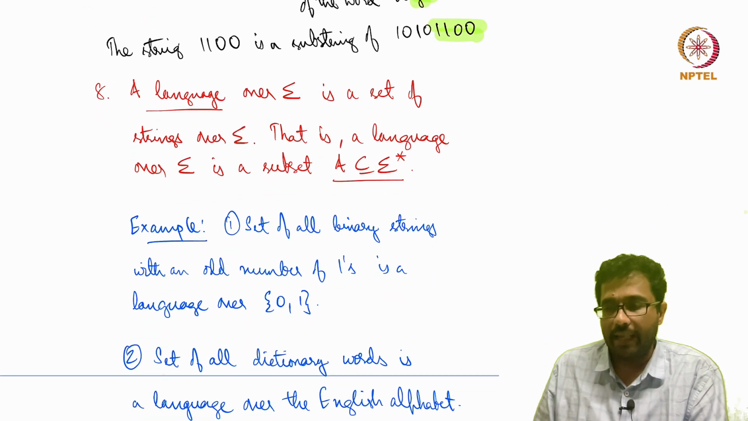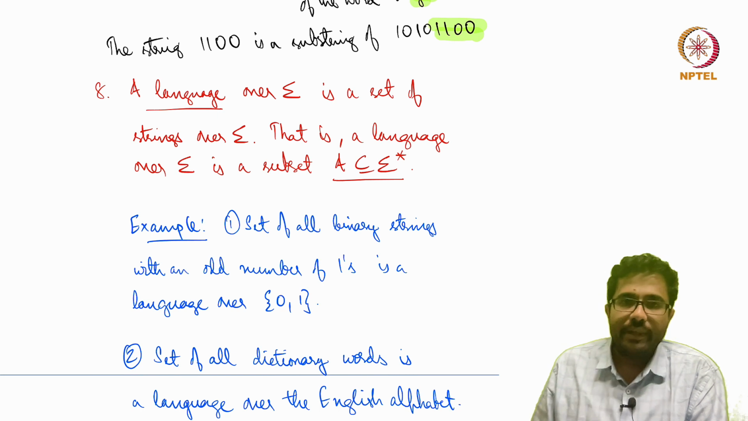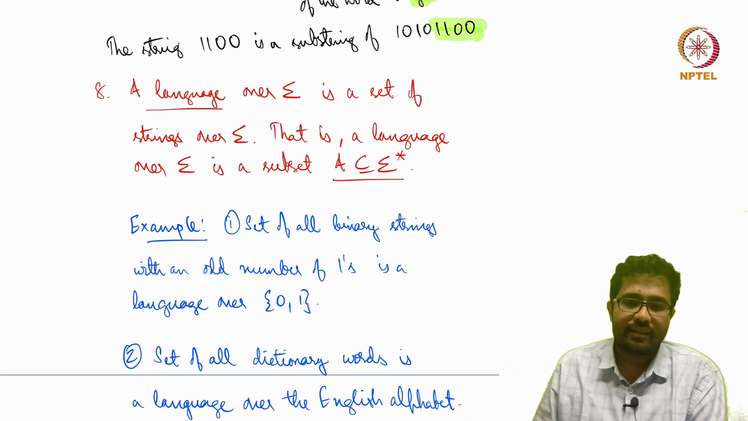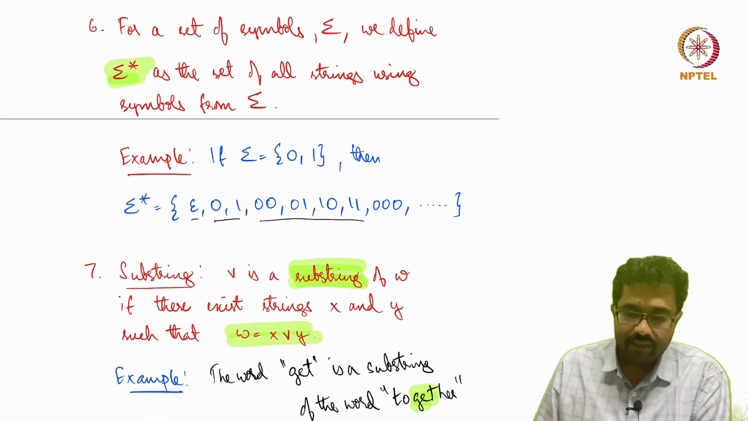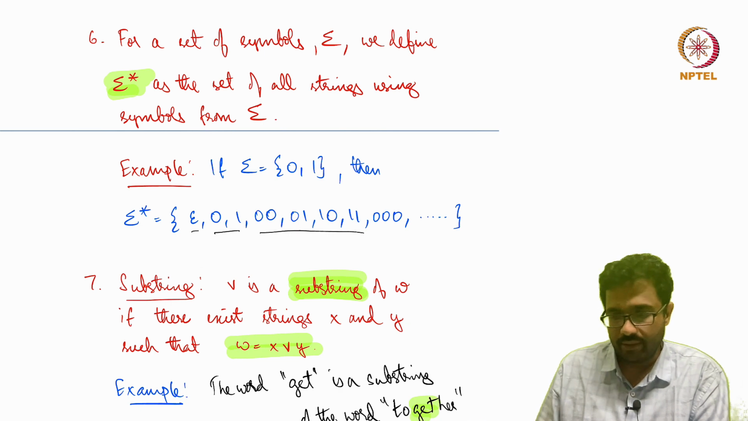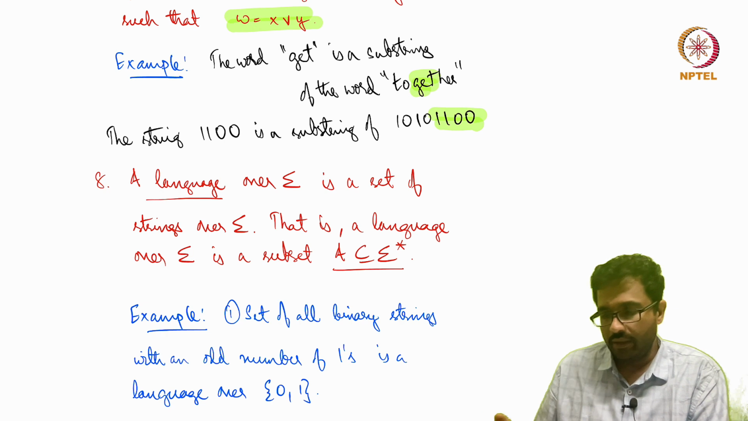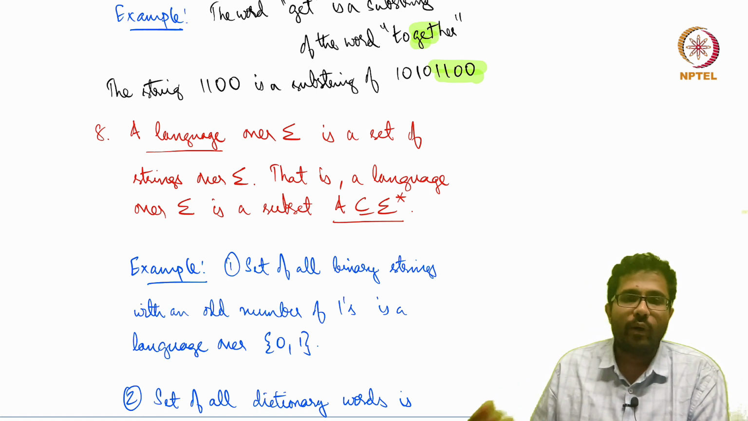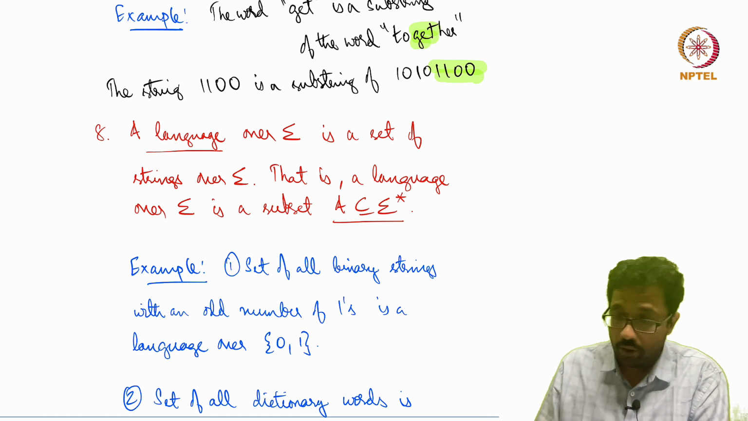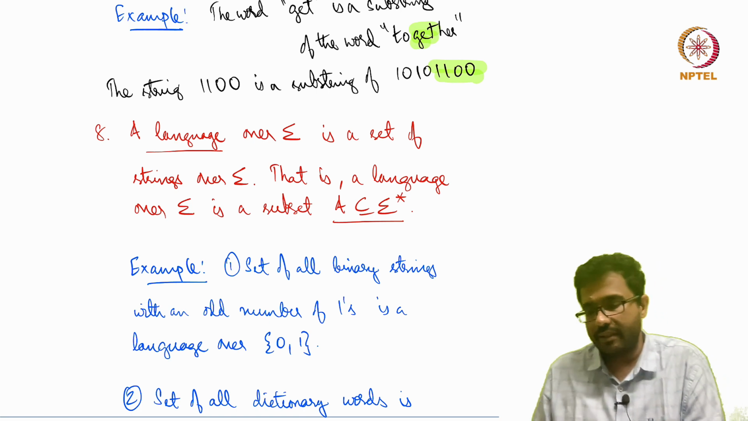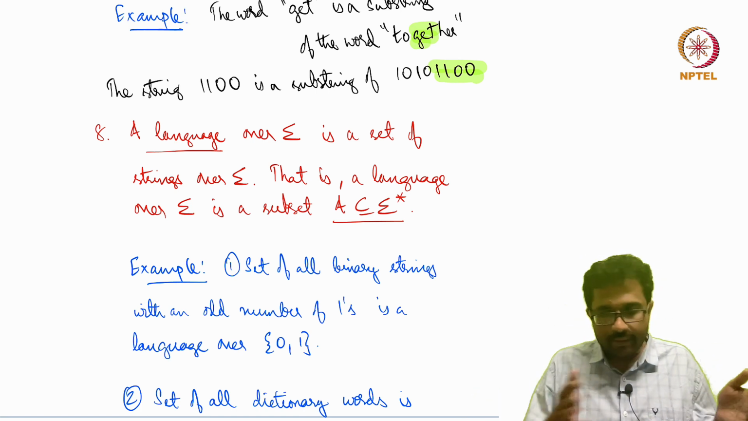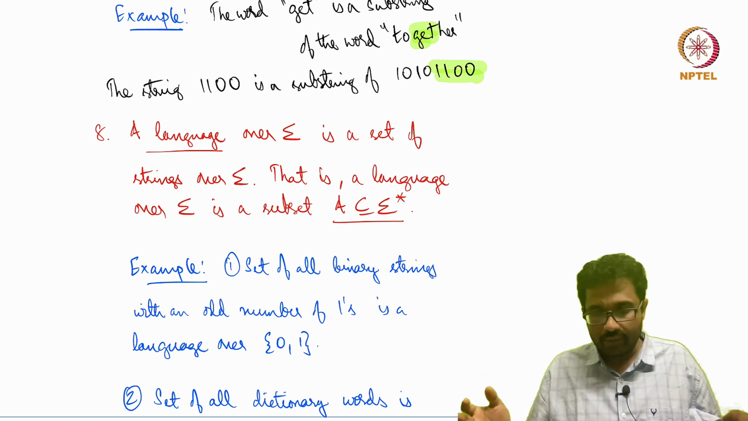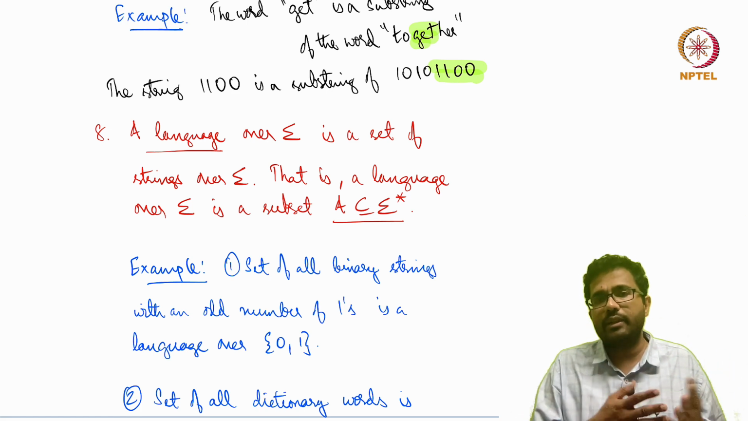Finally, we come to a language. A language is just a collection of strings over sigma. So it is just a subset of all the possible strings. Sigma star, which we defined here, is the set of all possible strings over sigma, and a language is just a subset of them. For example, the set of all binary strings with an odd number of ones is a language over 0 1, because you have all the binary strings, which is sigma star or 0 1 star, and the set of all binary strings with an odd number of ones is a subset of them. So that is a language.